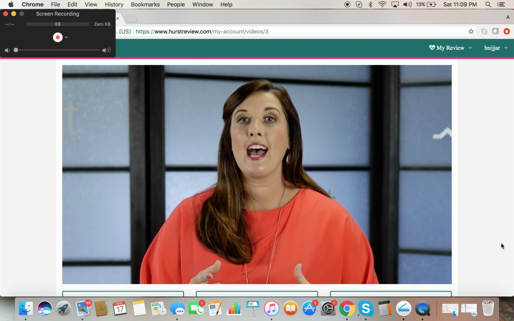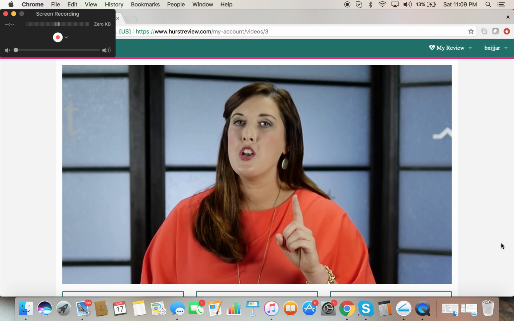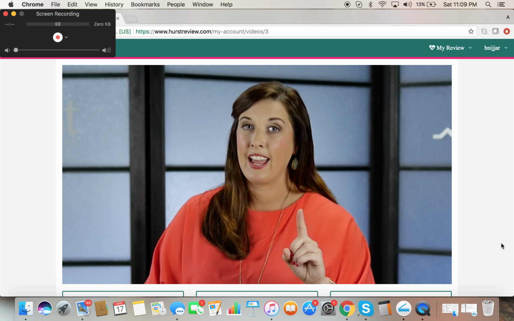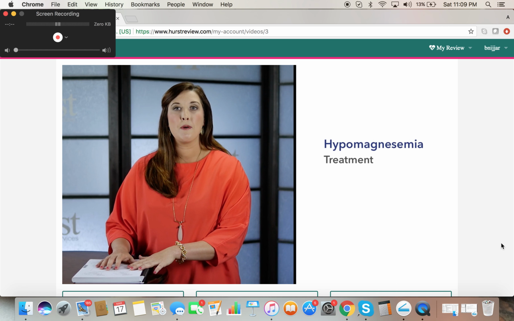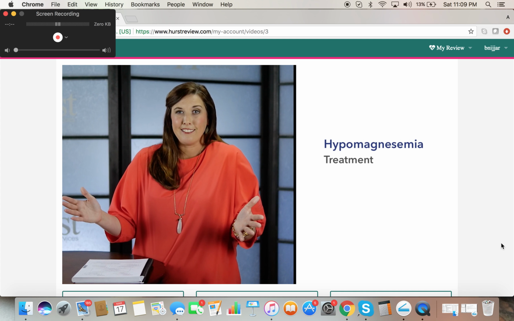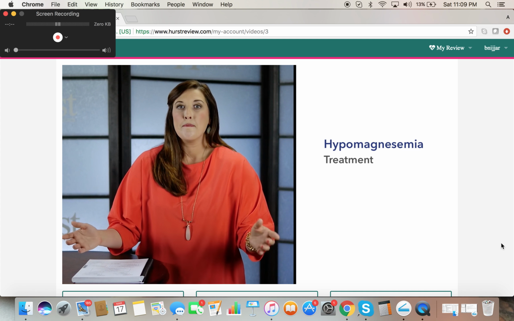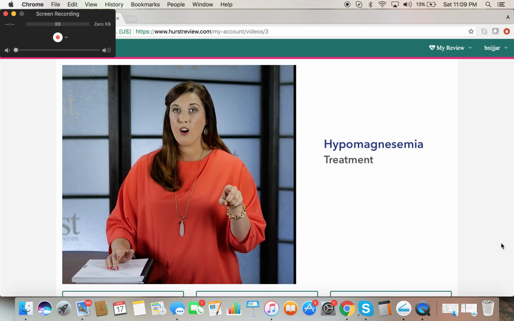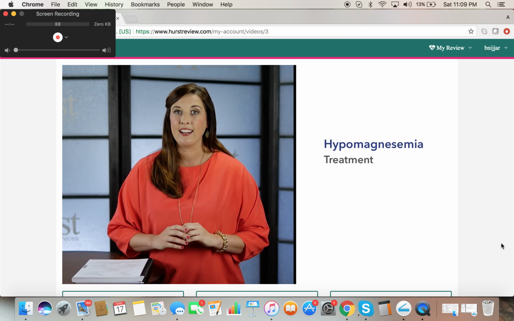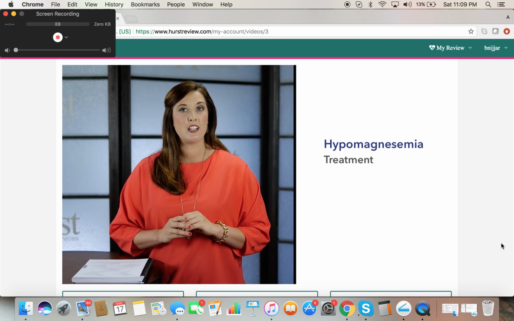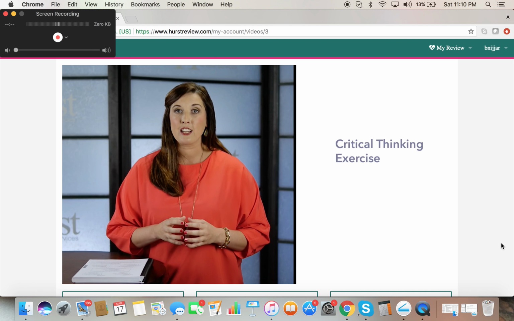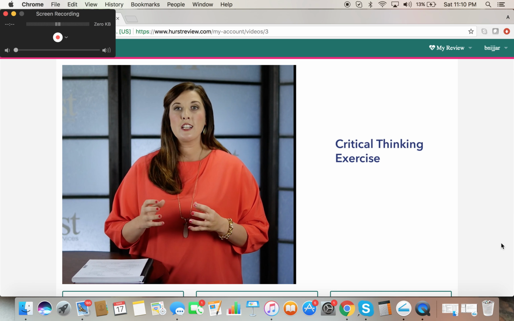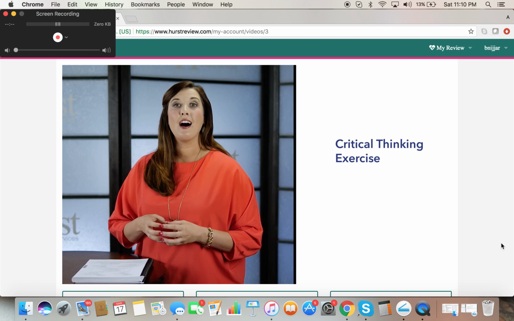And if your client has a swallowing problem, what's the number one concern? Aspiration, that's right. Now, let's look at our treatment for hypomagnesemia. Easy. Give them some mag. But check what function before and during the IV mag? Their kidney function, that's right, their kidney function. So let's practice with a critical thinking exercise. Let's look at the critical thinking exercise in the box on your handout.